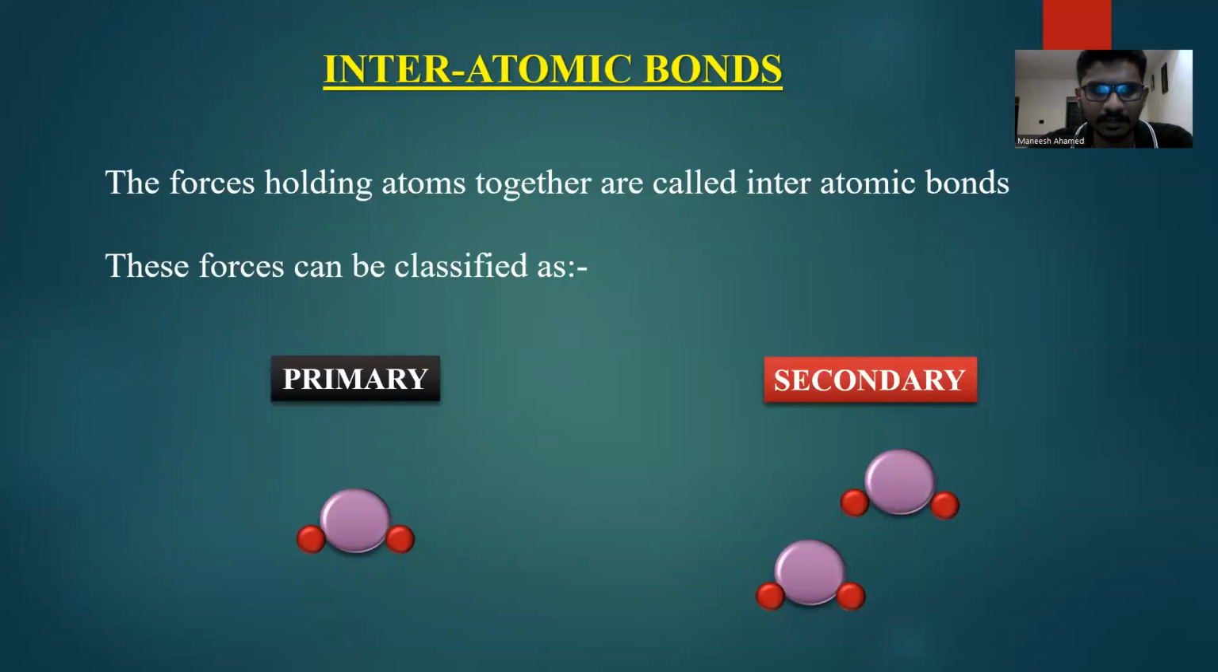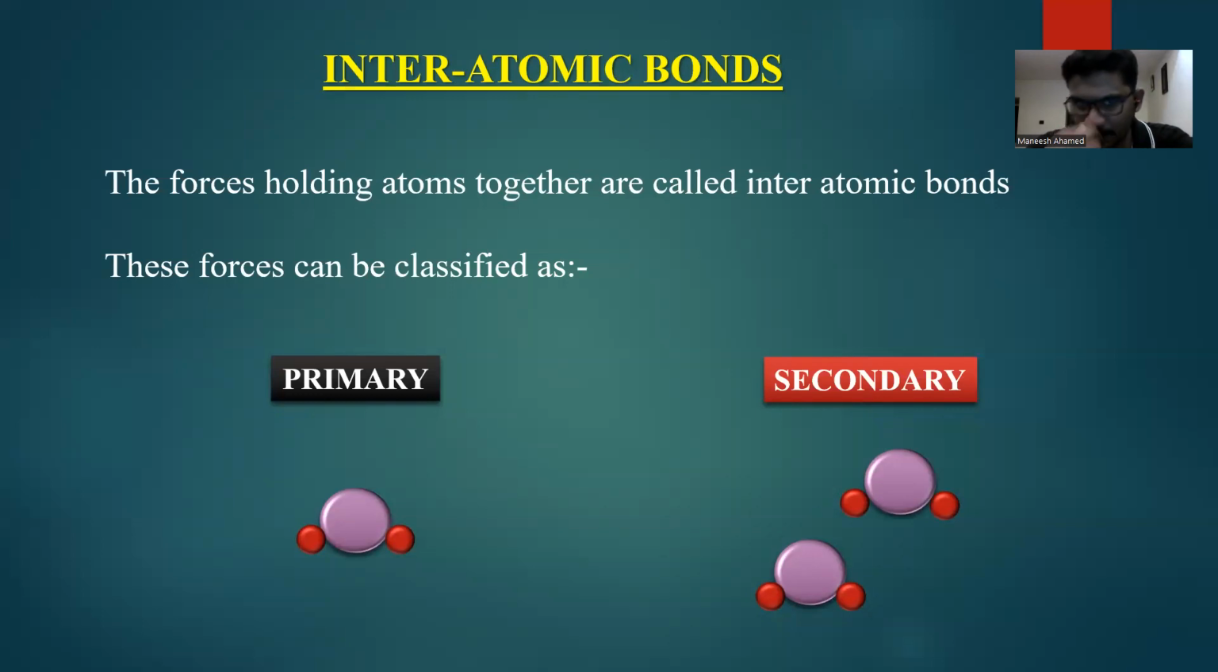And atoms exist in the form of molecules. And molecules even attract each other by different interatomic bonds. So basically the interatomic bonds can be divided into primary and secondary. The primary forces are those which make the molecules by itself, and secondary bonds are bonds which are seen in between two molecules.